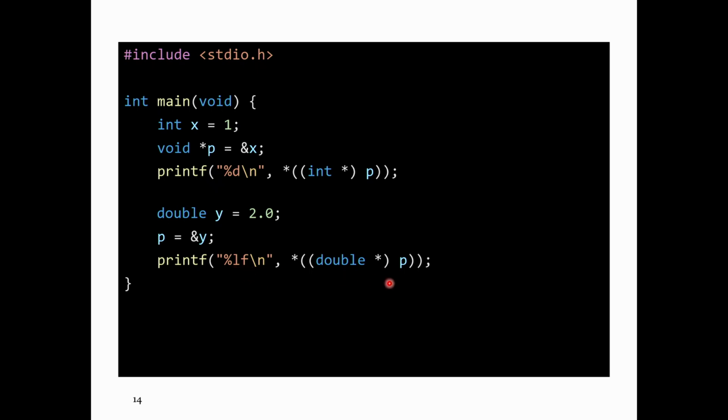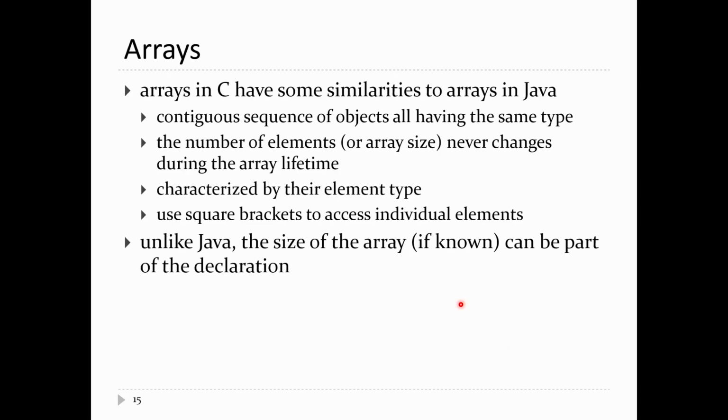So %lf will print out a double, will convert a double value. %f will convert a float value. All right, so if you run this, you'll get 1 and 2, right? That's all.